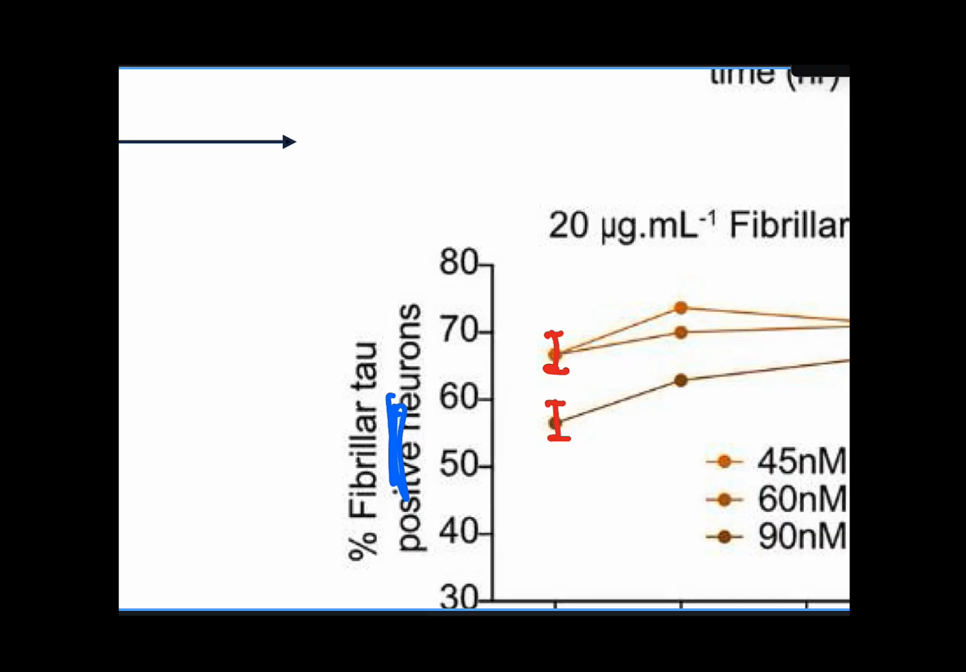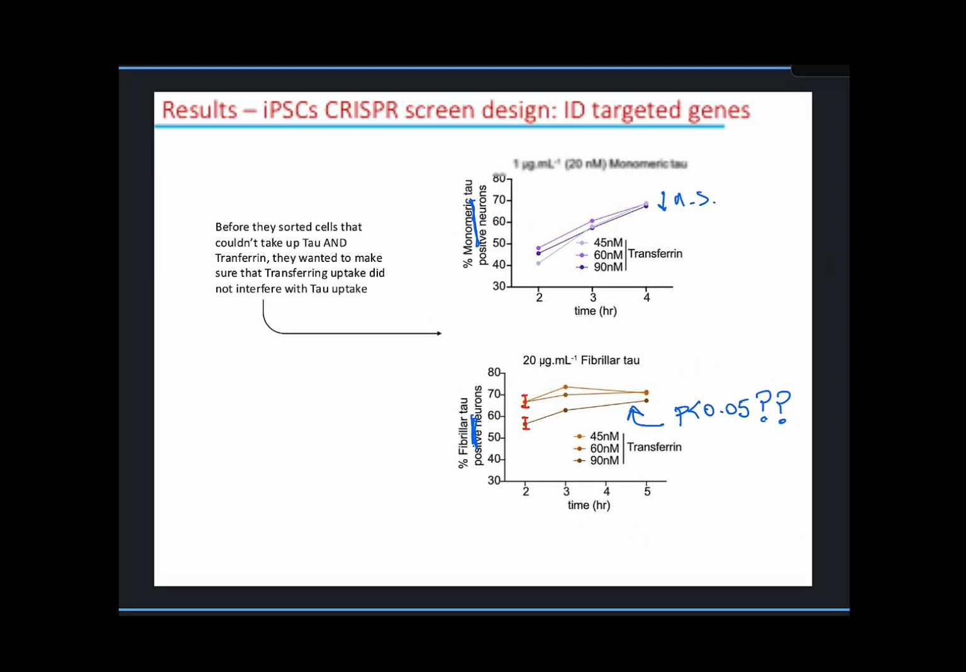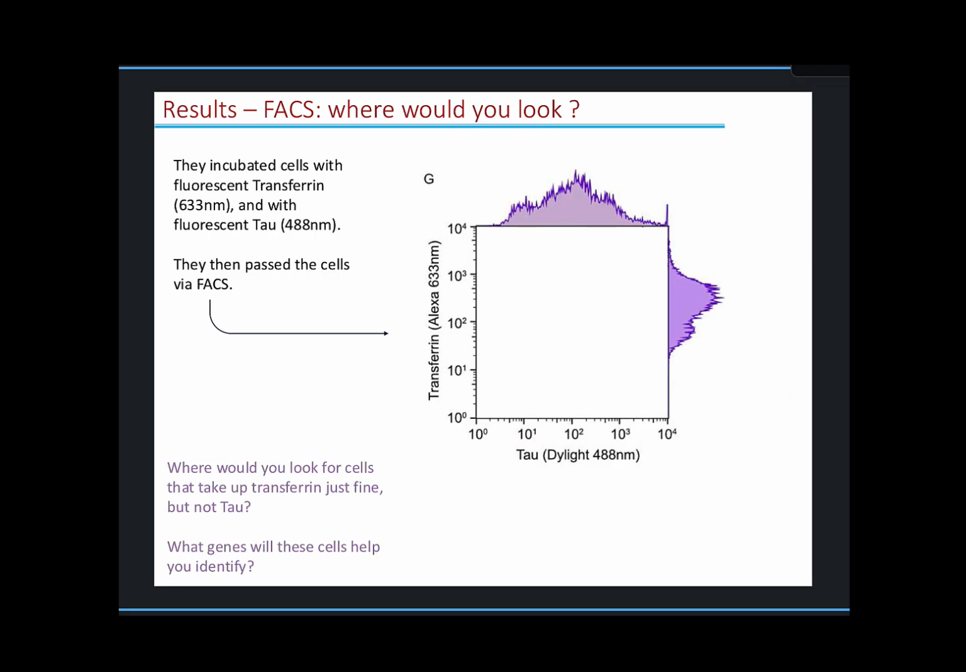So they didn't show any error bars as far as we know. I don't know how many times they repeated these assays, but their conclusion was it's okay to co-incubate cells with transferrin and tau because the presence of transferrin is not interfering with tau's uptake. And when it comes to the monomeric form of tau, i.e. the upper graph, sure, just by looking at the graphs, I could buy that argument. Yeah? Okay. So with that, they went for the experiment.